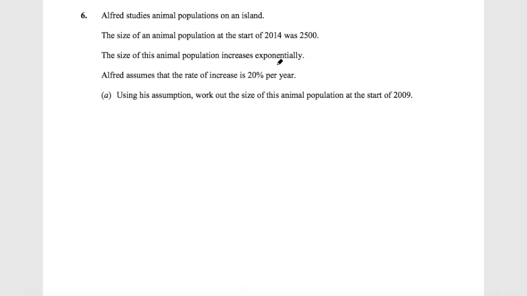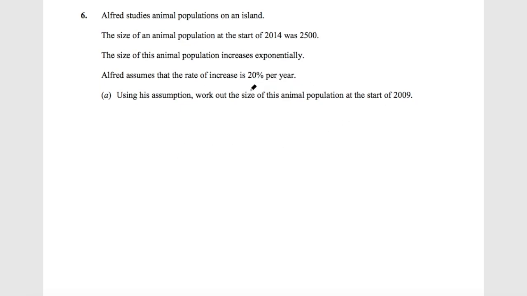Question 6 says, Alfred studies animal populations on an island. The size of an animal population at the start of 2014 was 2,500. The size of this animal population increases exponentially. Alfred assumes that the rate of increase is 20% per year. Part A says, using his assumption, work out the size of this animal population at the start of 2009.